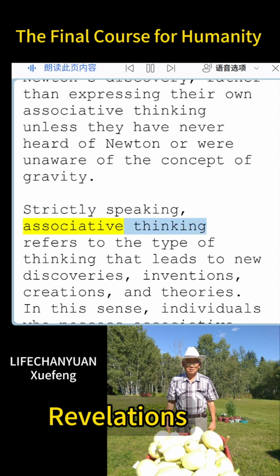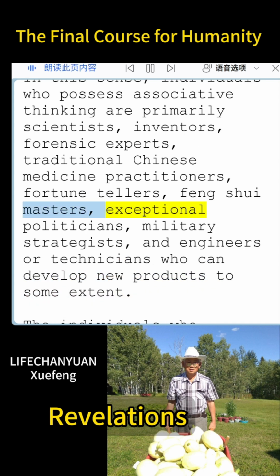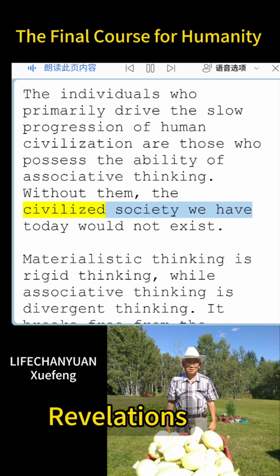Strictly speaking, associative thinking refers to the type of thinking that leads to new discoveries, inventions, creations, and theories. In this sense, individuals who possess associative thinking are primarily scientists, inventors, forensic experts, traditional Chinese medicine practitioners, fortune tellers, feng shui masters, exceptional politicians, military strategists, and engineers or technicians who can develop new products to some extent. The individuals who primarily drive the slow progression of human civilization are those who possess the ability of associative thinking. Without them, the civilized society we have today would not exist.